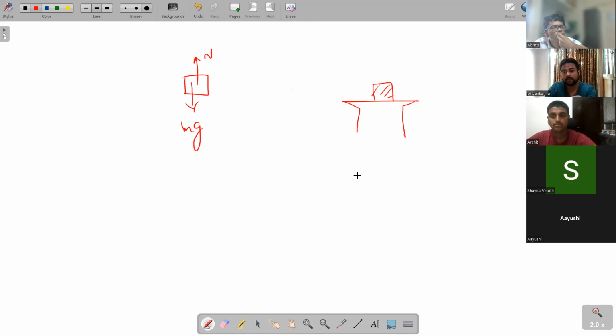Now, if you draw a diagram of this table, this body is in contact with the table. So this body will also apply the same normal force, but in the opposite direction. Understood? So this is an action-reaction pair, nothing else. And I already told you about the free body diagram. A free body diagram is where you just have to draw the forces that are acting on the body.